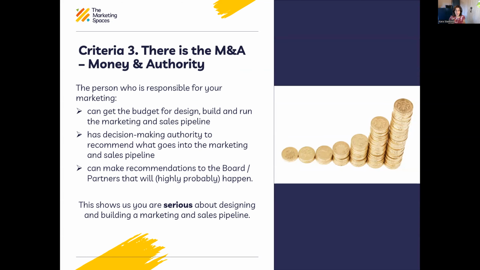Criteria 3, you have the money and the authority. Really, really important. This means that the person who is responsible for your marketing and sales, and therefore will be designing your marketing and sales pipeline, has budget to design, build, and then run the marketing and sales pipeline. And they are 3 distinct phases. That they also have the decision-making authority to say, we need to do these activities at this point in the pipeline. Great.